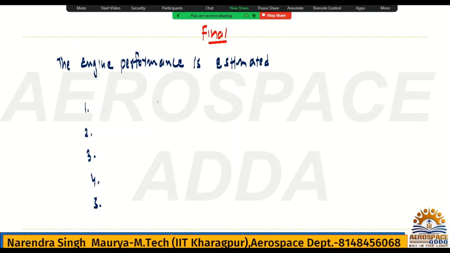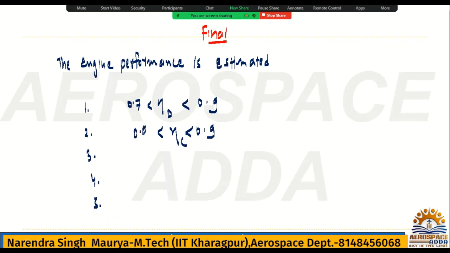Diffuser efficiency is less than 0.9 and greater than 0.7. Why is it varying? I told you when I explained the diffuser, I said diffuser efficiency is strongly dependent on flight Mach number. For that reason, you are getting this variation of 0.7 to 0.9. Second, compressor efficiency is less than 0.9 but greater than 0.85. Approximate values I am saying.